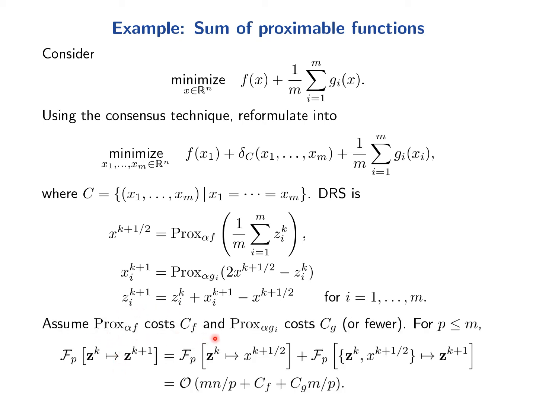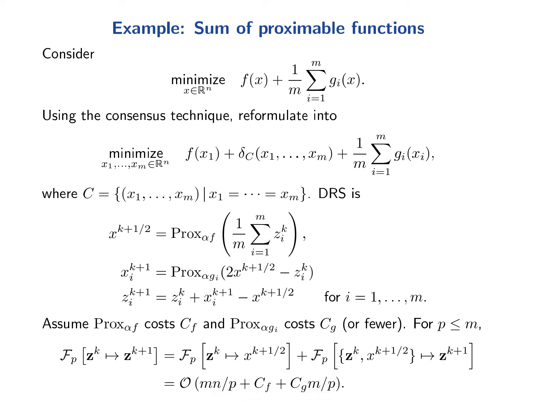Assume prox f costs cf, prox gi costs cg for every i, and p is less than or equal to m. Then updating all the zi variables has, again, similar to the previous slide, decomposable parts which are parallelizable. We get mn over p and cgm over p, and prox f in general is not decomposable, so it's not parallelized. So this method is parallelizable if cg is less than or equal to mn over p plus cgm over p.